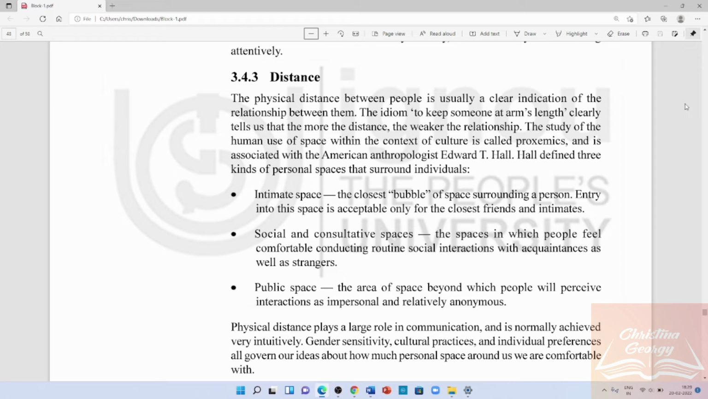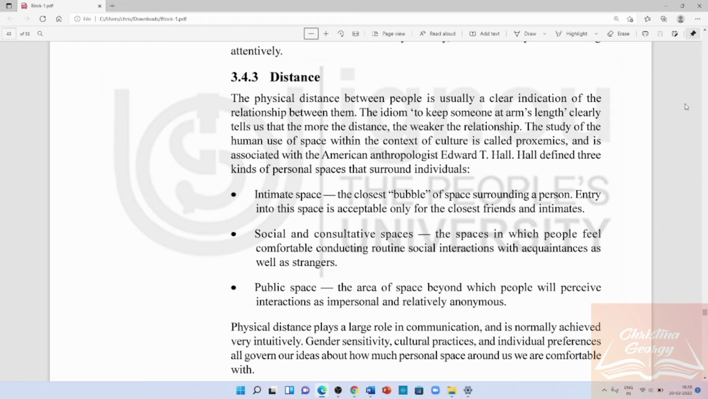Physical distance plays a large role in communication. Gender sensitivity, cultural practices, and individual preferences govern our ideas about how much personal space around us we are comfortable with.